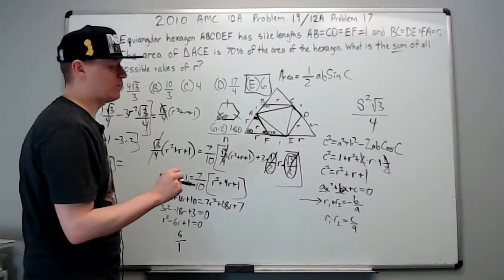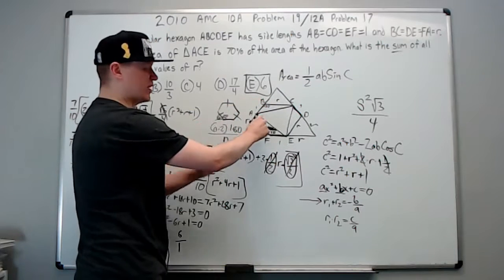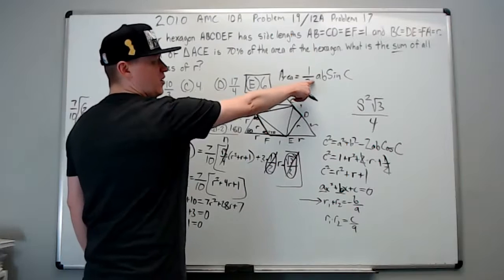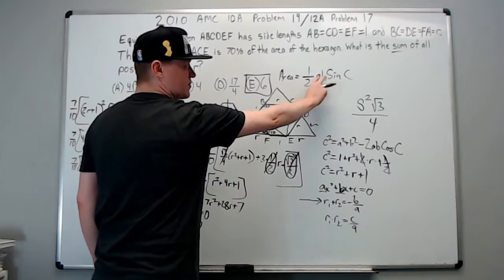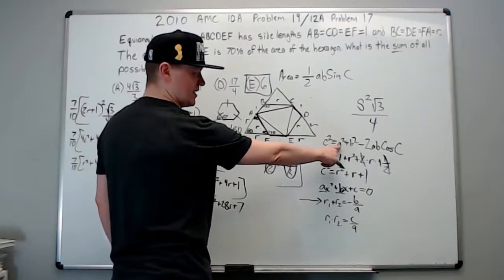One last thing I want to point out, though, too. What if we had switched the r and the 1? What if we had put r here and 1 over here? Would it impact anything? No, all these areas would still be 1 times r versus r times 1. And furthermore, in law of cosines, these are still 1 and r.